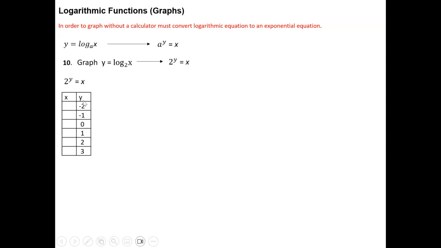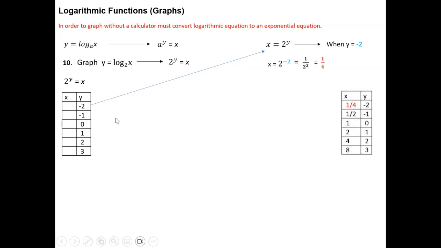So here, guys, instead of plugging in values for x, we're going to plug them in for y. Like before, if we plug in negative 2 for y, it's going to give us 1/4. If we continue the same process, these are my results. If I plug in negative 1, it's going to be 1/2. If I plug in 0, 2 to the 0 power gives us 1. If I plug in 1, 2 to the first power gives us 2. If I plug in 2, 2 to the second power gives us 4. If I plug in 3, 2 to the third power gives us 8.